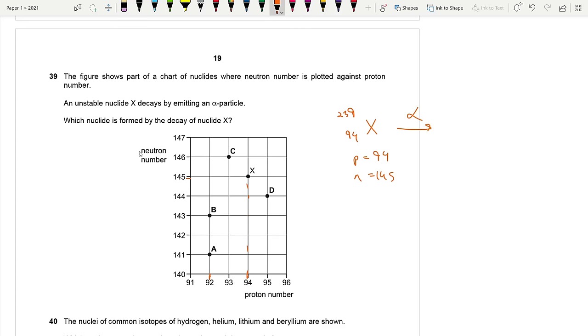So after alpha decay, it's going to turn into Y maybe. Mass number will decrease by 4 and proton number will decrease by 2. Okay. So the new proton number is 92 and the new neutron number is 235 minus 92, 143. So that's the interesting part about alpha decay. Both proton and neutron number decrease by 2 and mass number decreases by 4. So we're looking for 92, 143. So our answer is B, 39B.